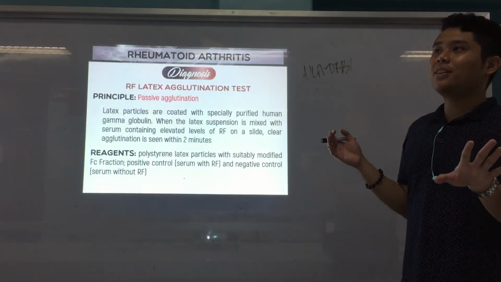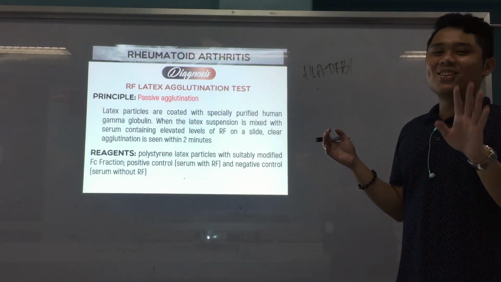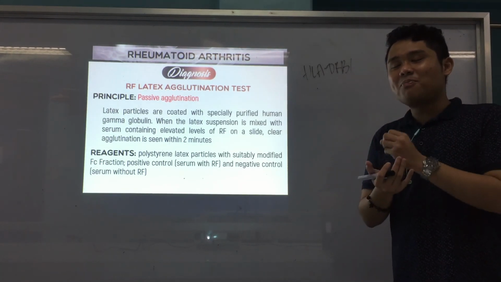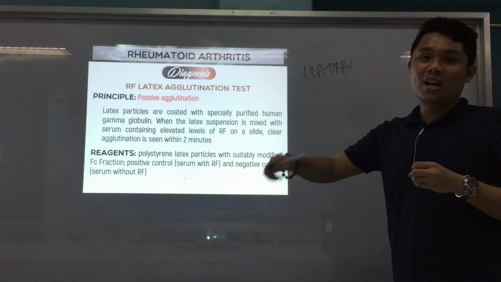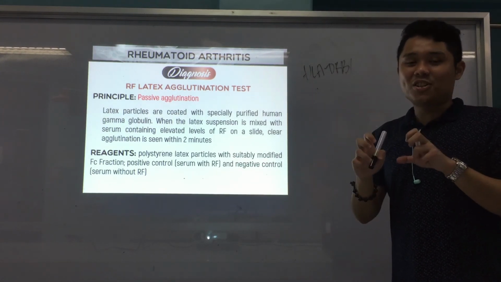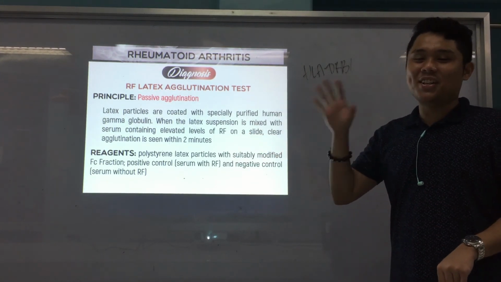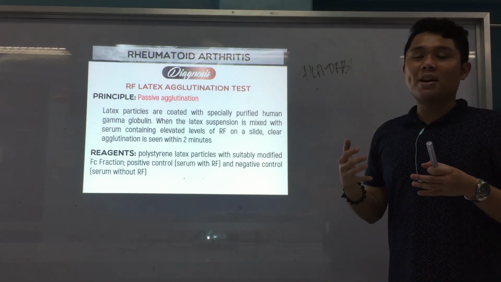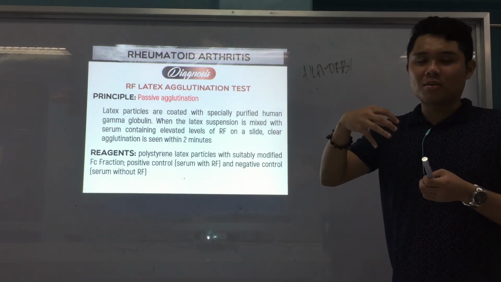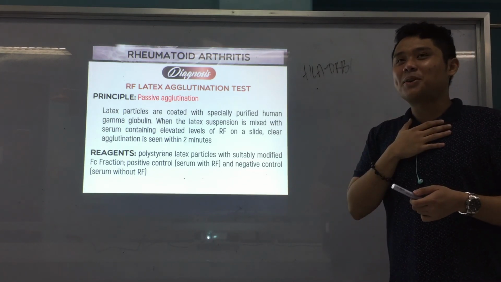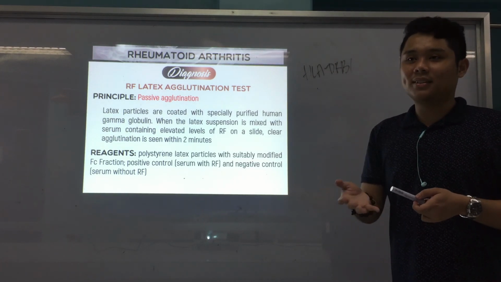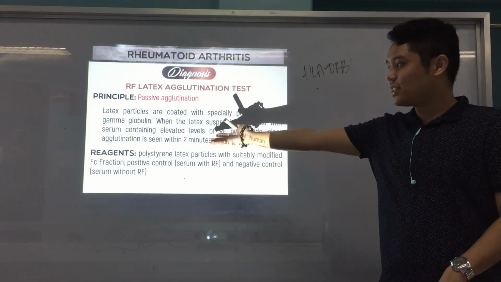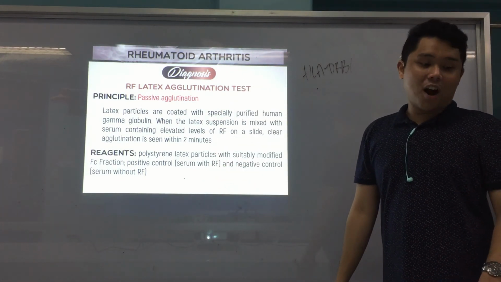Alright? Sorry, mali. Passive, since passive siya, the carrier molecule or your latex particles, it contains the antigen, which is your FC portion of the IgG, which is not normally found on the latex. Murag artificial siyang butang. Alright? Sorry, guys. Medyo sabaw. Diba? Passive agglutination, that's the point. Okay, alright. So you're detecting antibodies, which is your FC which is your RF.